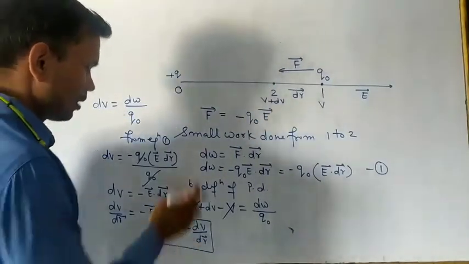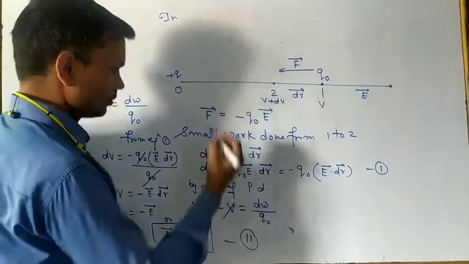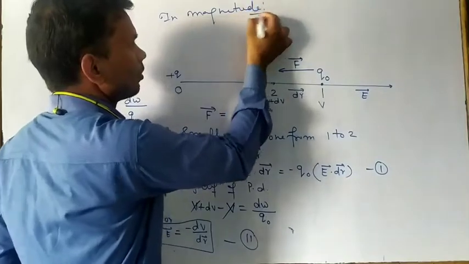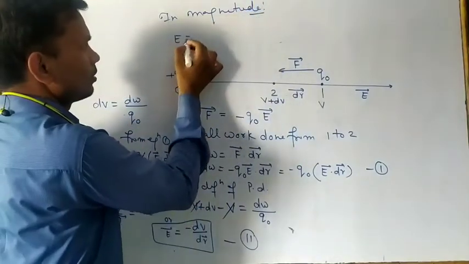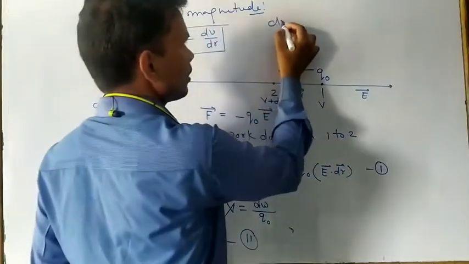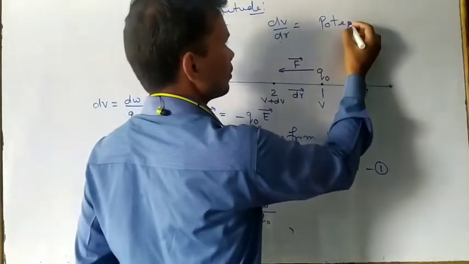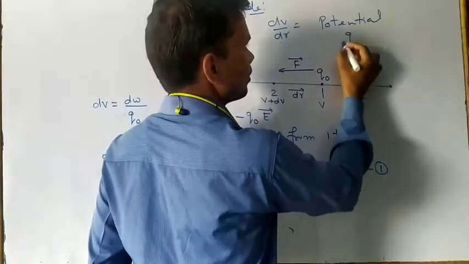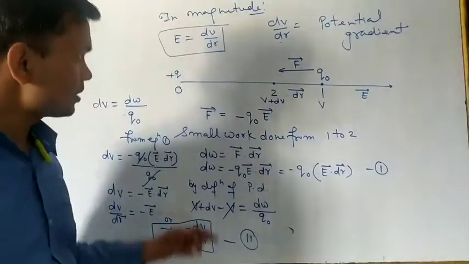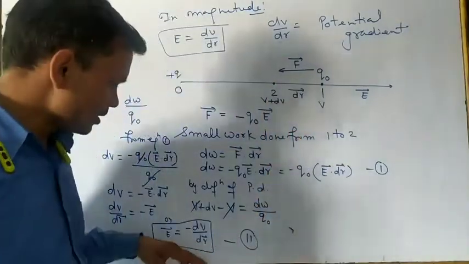From here you have to see in magnitude, suppose this is 1 or 2. In magnitude, what we are getting is that the vector E equals dV by dr, where dV by dr is what? Potential gradient. This is known as potential gradient, right? So this is the relationship in magnitude, E equals dV by dr, and here you have to see this is in vector form.